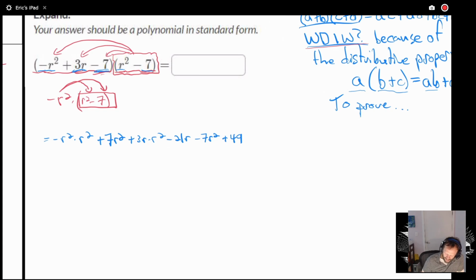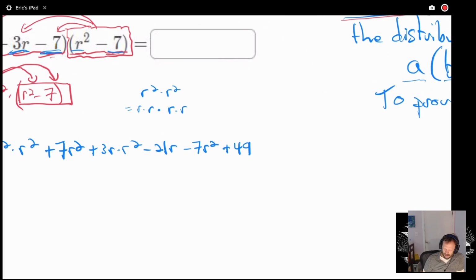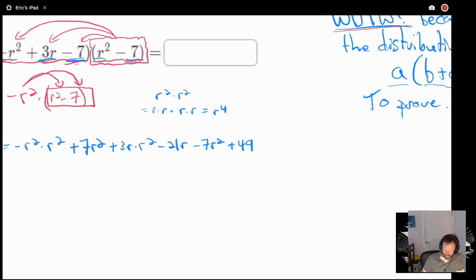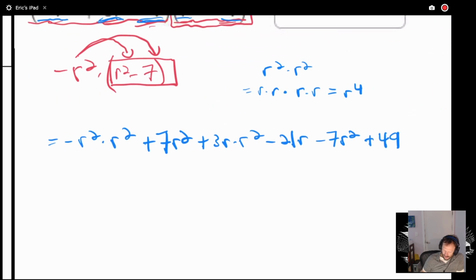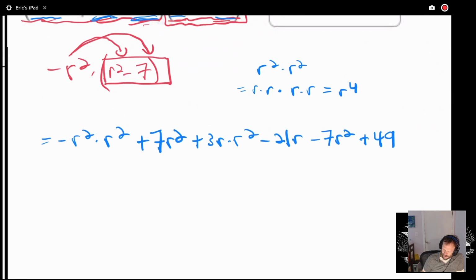Now we can simplify. We can notice, first of all, that r squared times r squared is really the same. What's r squared? It's just r times r. And so we have r times r times r times r, which is 4 r's, r to the 4th. And so we can put that down as our value here. Negative r to the 4th.